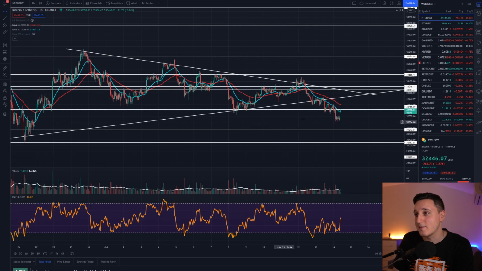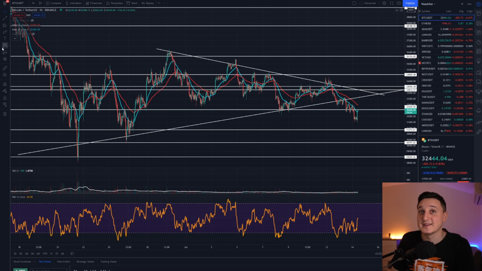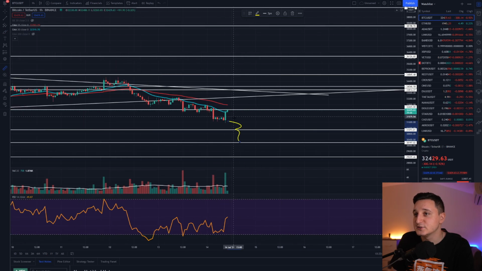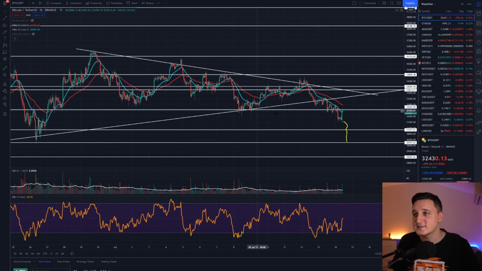So what's probably going to happen, as we keep getting rejected here, is that we are going to continue to go down. And the next low Bitcoin will go to is probably either all the way to here, or maybe even lower, all the way to here. So probably another decrease of either 2% or almost 5% here, as you can see. So we're going to see what's going to happen.